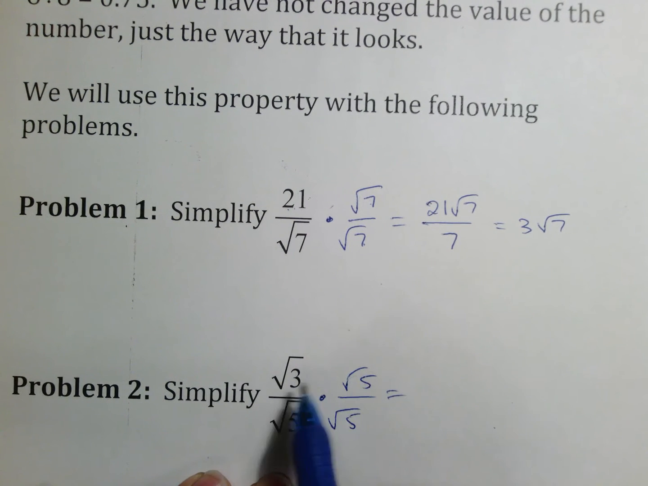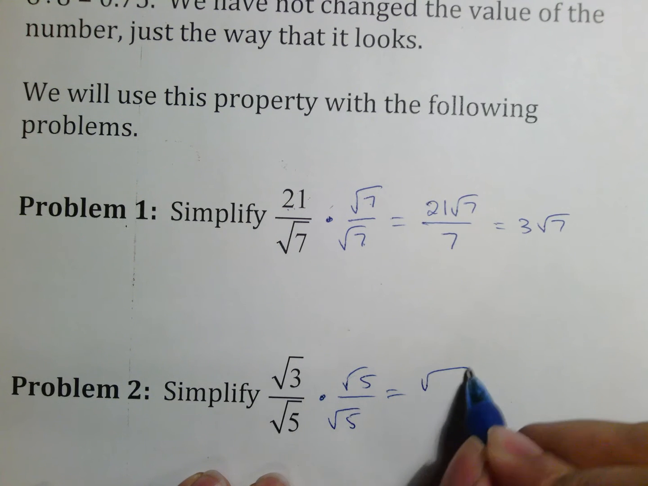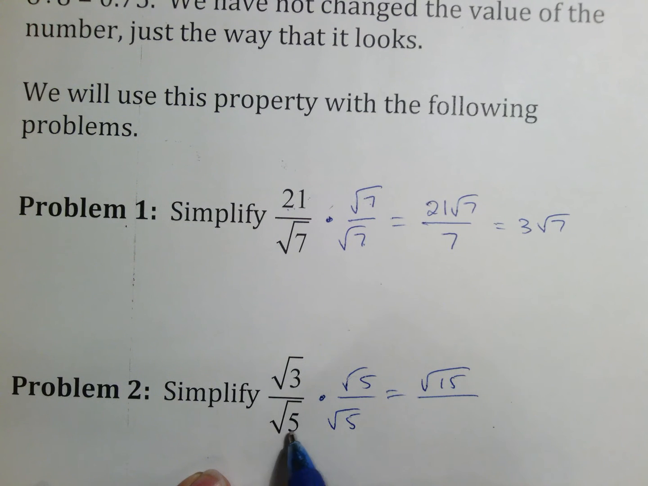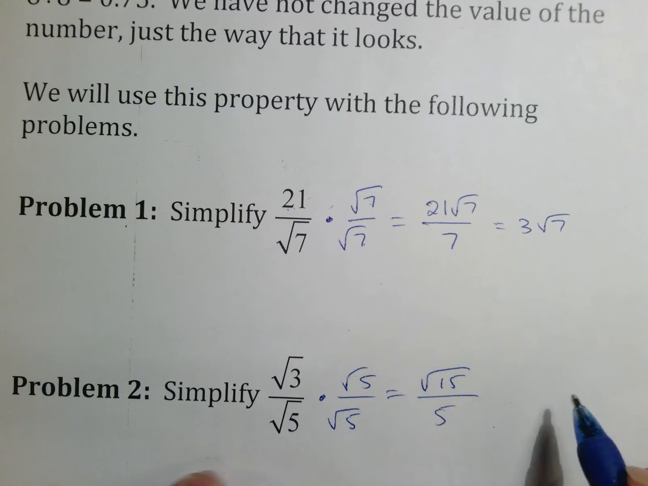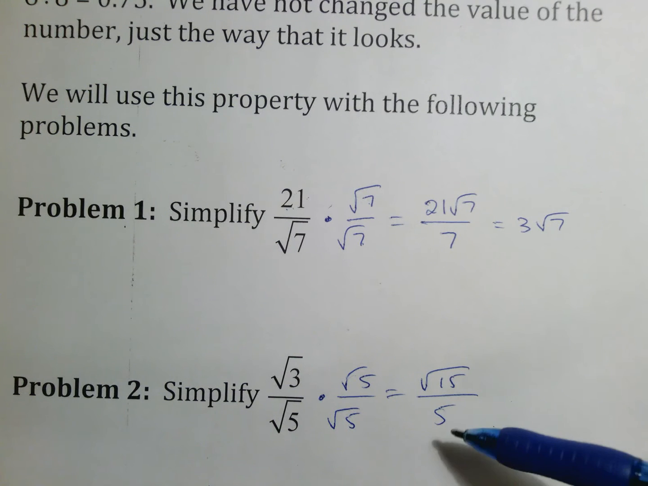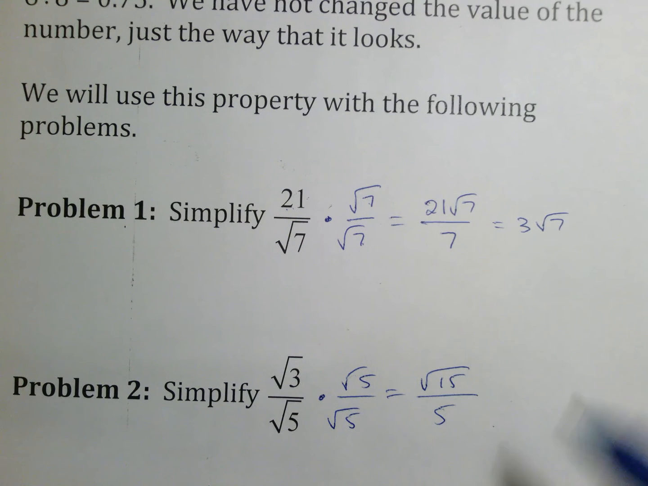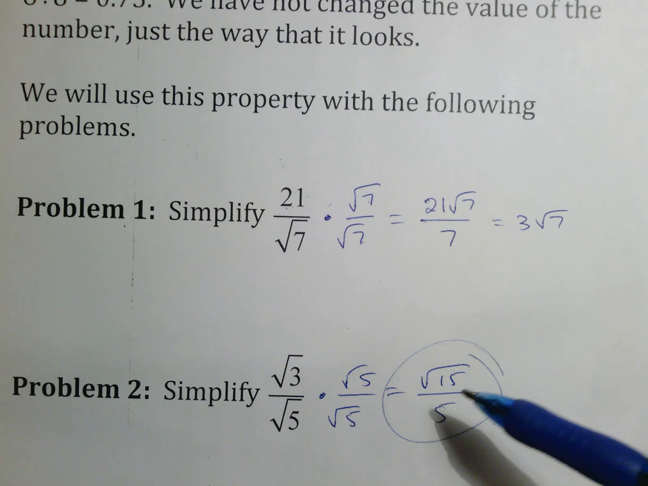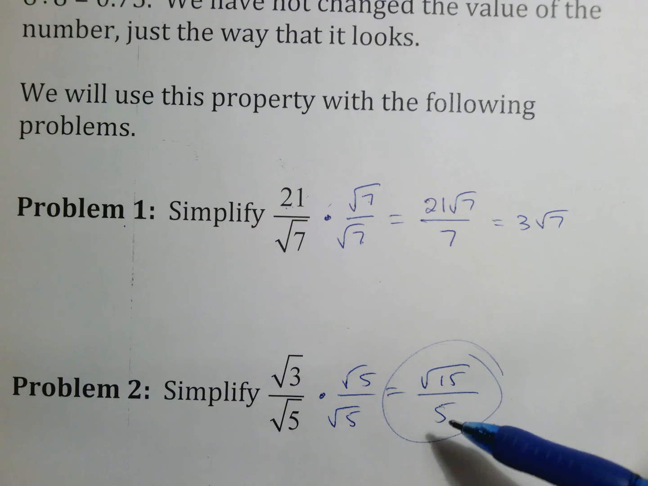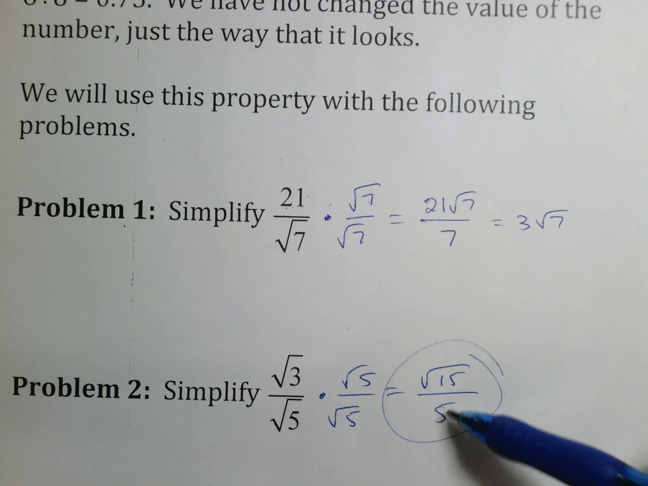When I multiply these two, it's inside times inside, which makes root 15. 5 times, well, actually this here should just be a 5. And the same rule applies. We do not mix inside numbers with outside numbers. That is as far as I can go. I do not divide root 15 by 5 because this is an inside number and that's an outside number.